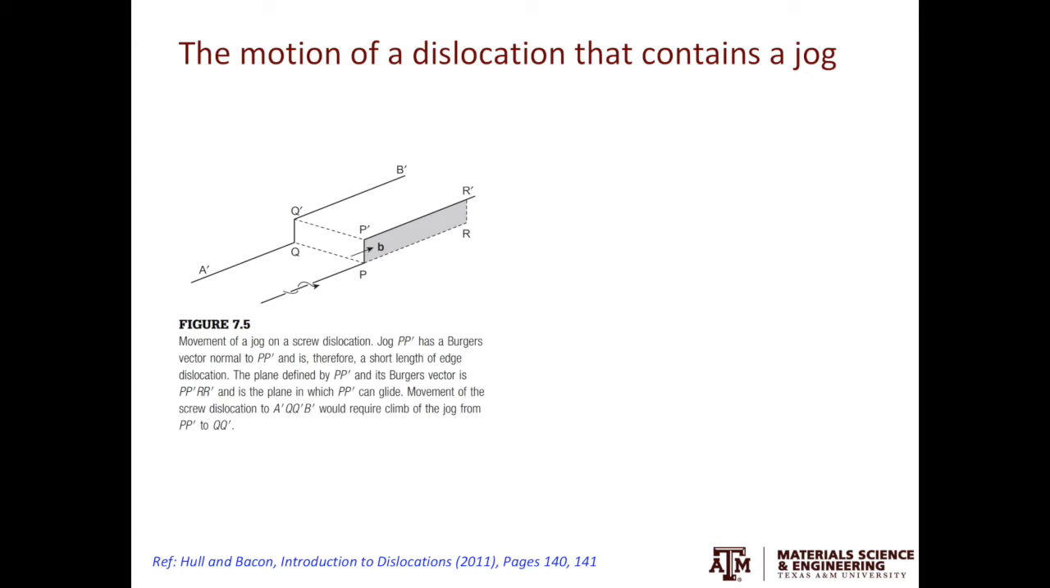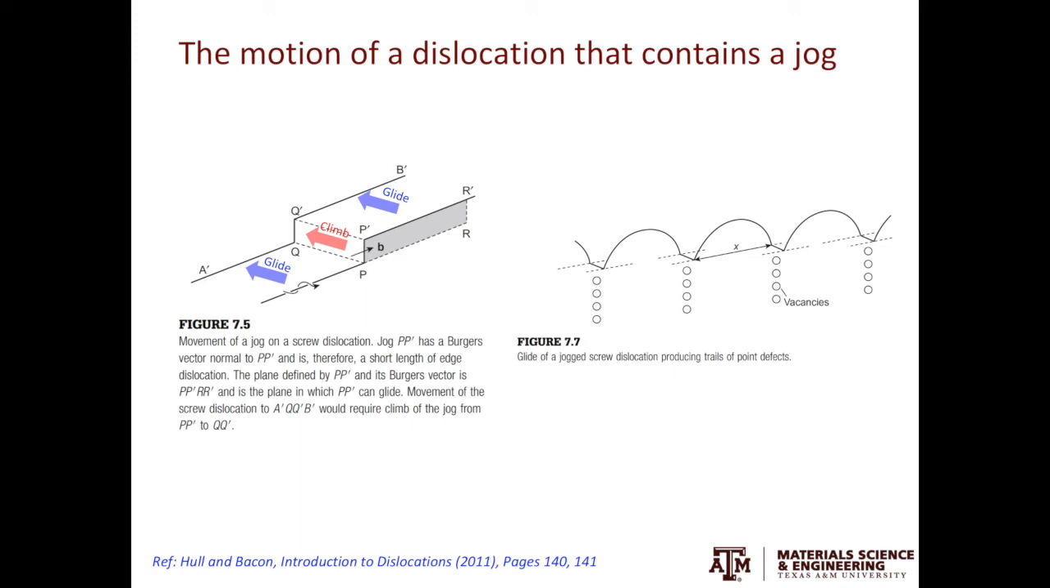After discussing the formation of jogs, let's look at the motion of a dislocation that contains a jog. We start with a screw dislocation, and the screw dislocation contains a jog, P prime. Since the screw dislocation lies on the slip plane, it can just glide on the plane. However, the jog does not lie on the slip plane. In order to make the jog move, it has to climb. Since dislocation glide is much easier than dislocation climb, the jogs are actually slowing down the dislocation motion. And the slip part of the dislocation can actually bow out.